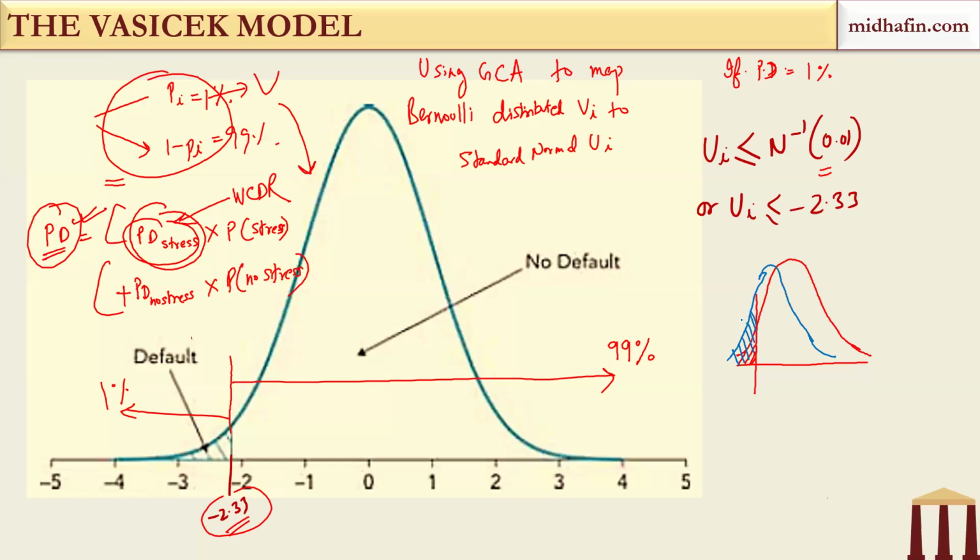So WCDR is the probability to the left of something, but in the conditional default distribution, where we know that this distribution has been made under the assumption that the economy is in stress, or F is small. So this is the conditional distribution. The difference has to be very, very clear.